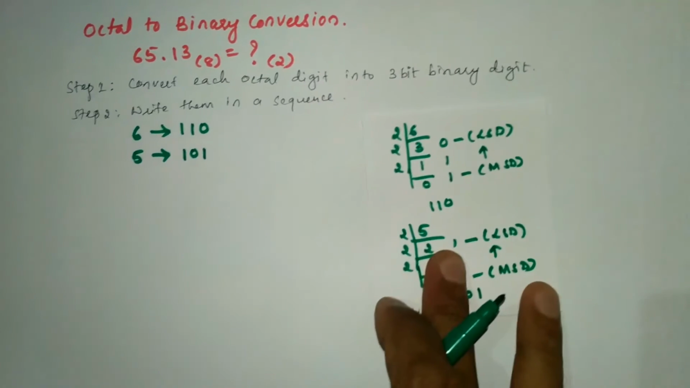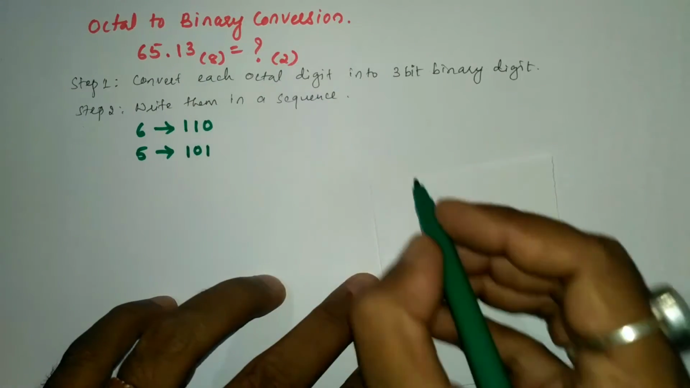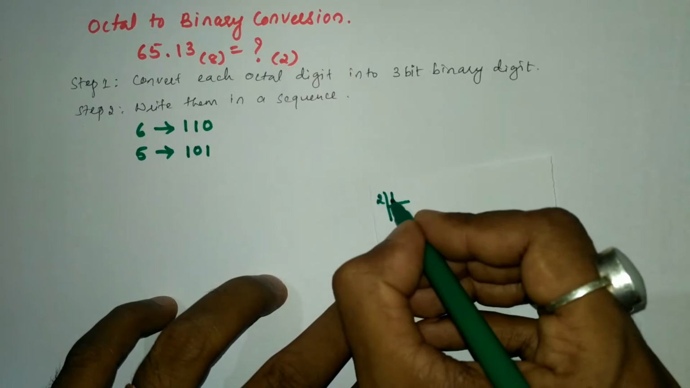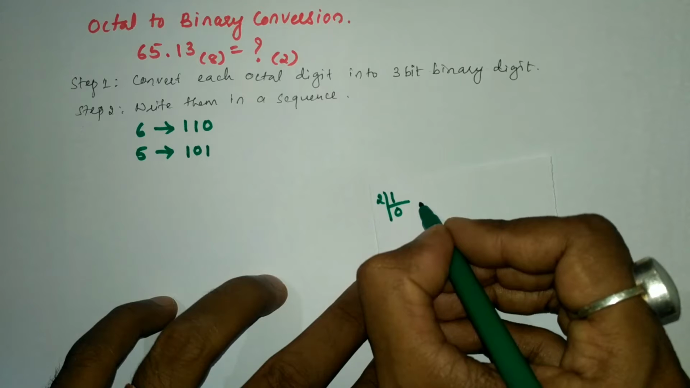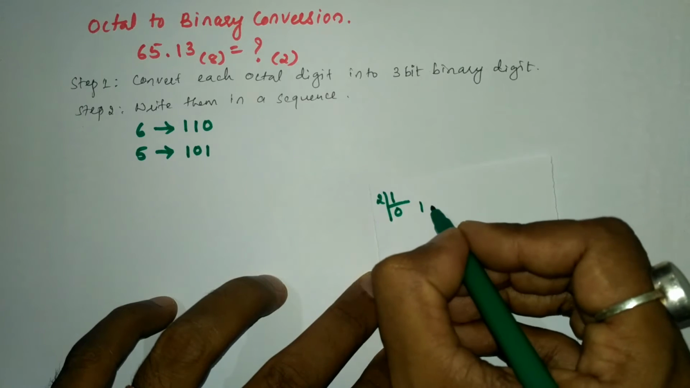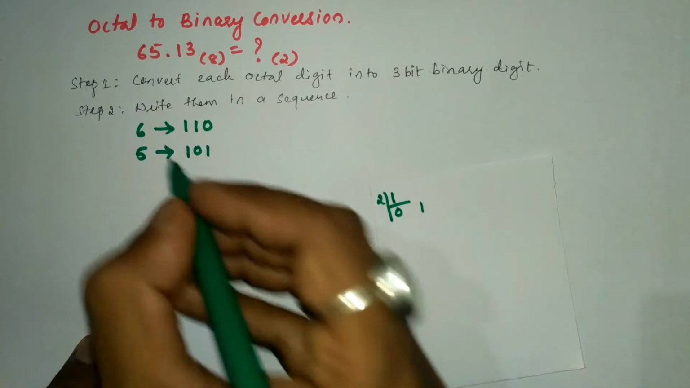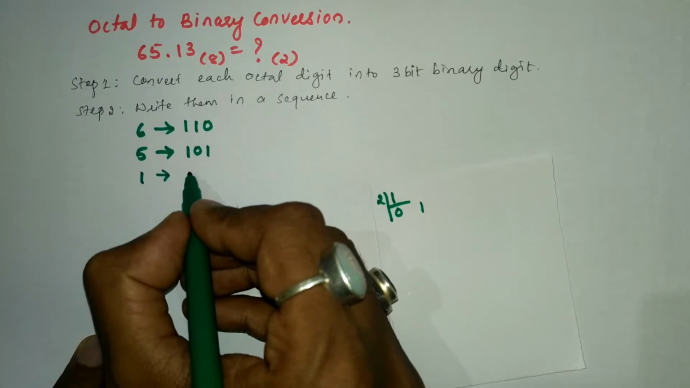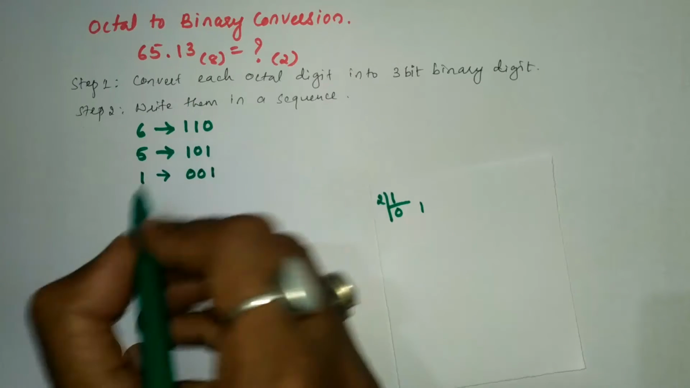Similarly here I'm going to write 1 and 3. So 1 cannot be divided by 2, hence quotient becomes 0. Here we will write 1. So this is the only remainder that we got. So similarly 1 can be represented in the form of a group of 3 bits. We'll write 0 0 1.